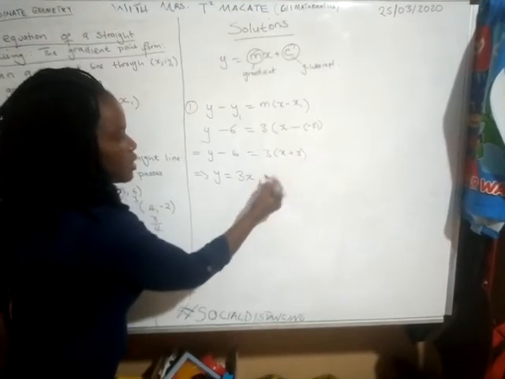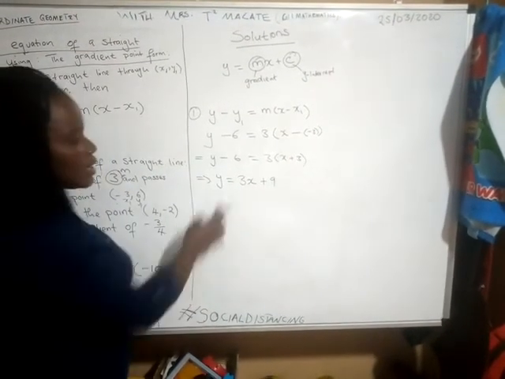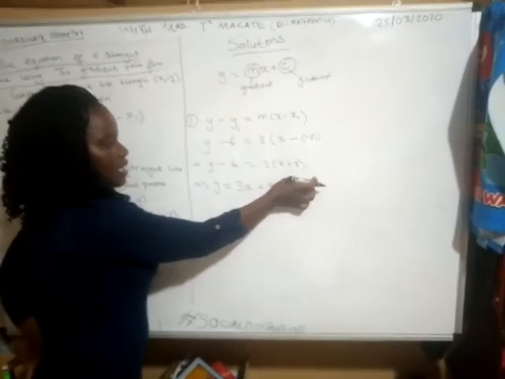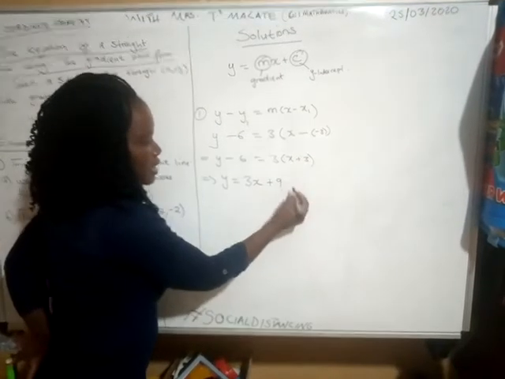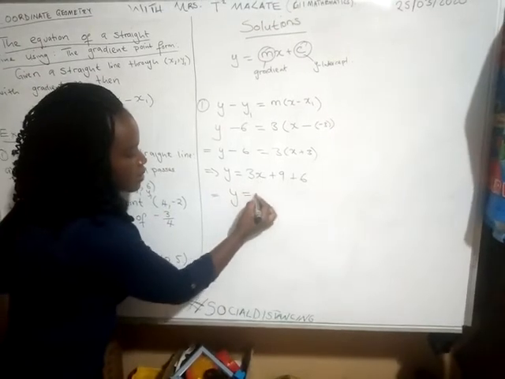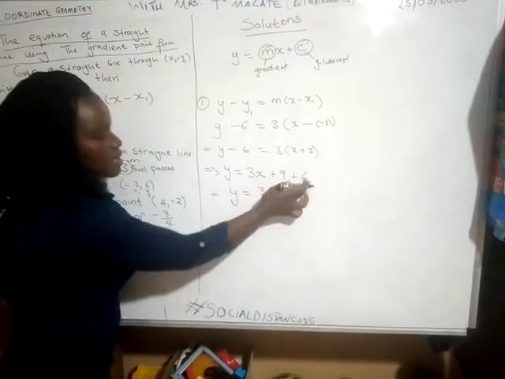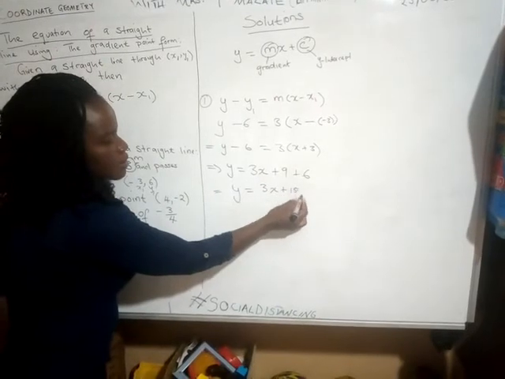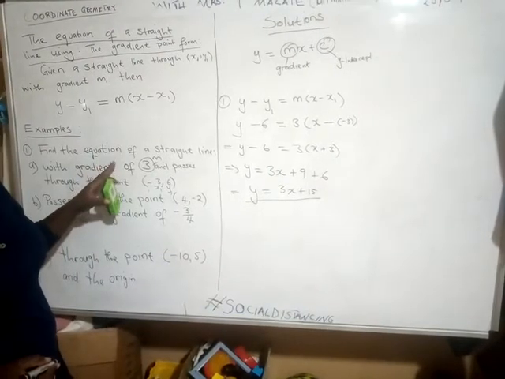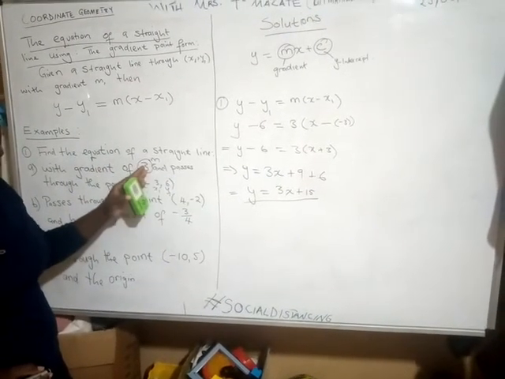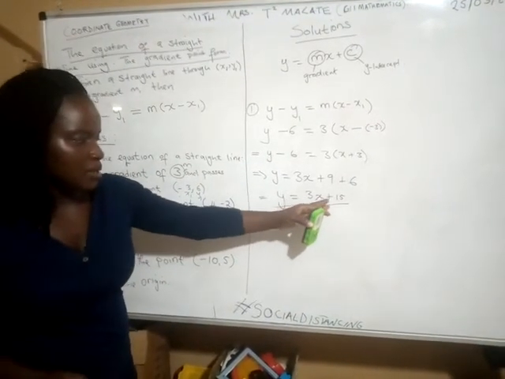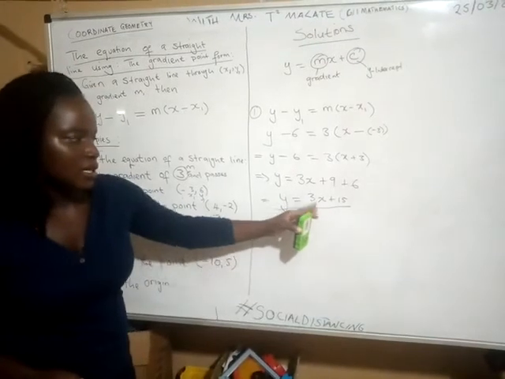3 times 3 will give us a positive 9, and we have this -6, which we have to get rid of by simply adding a 6 this side and adding a 6 that side. So this side is now plus 6, which will give us y, and 9 plus 6 is simply 15. So you have found the equation of a straight line that passes through -3, 6 with gradient 3 and written it in the general form mx plus c. Your c is 15 and your m is 3.